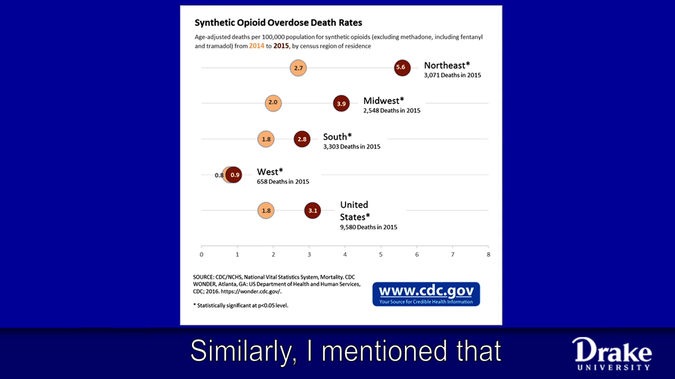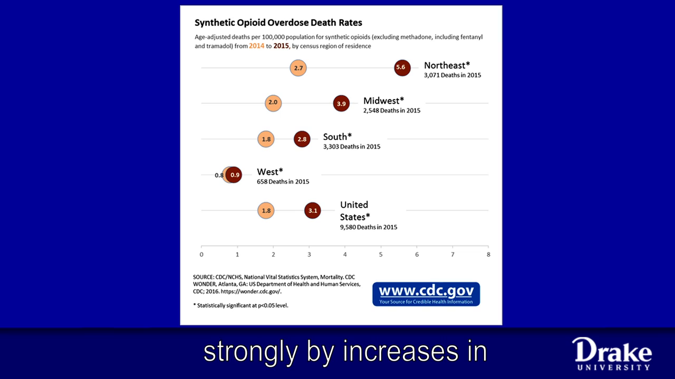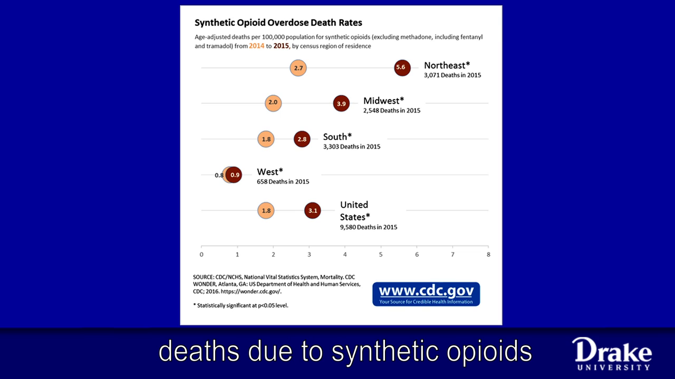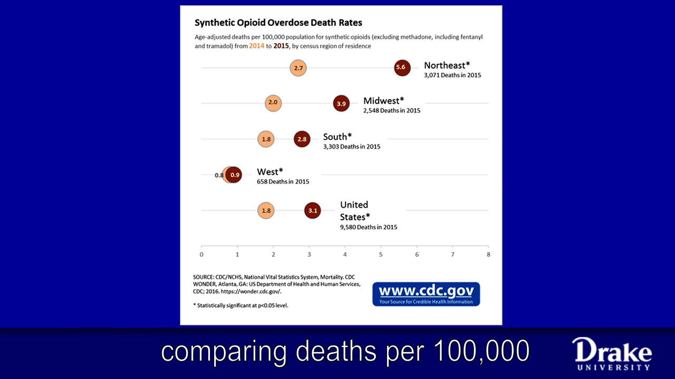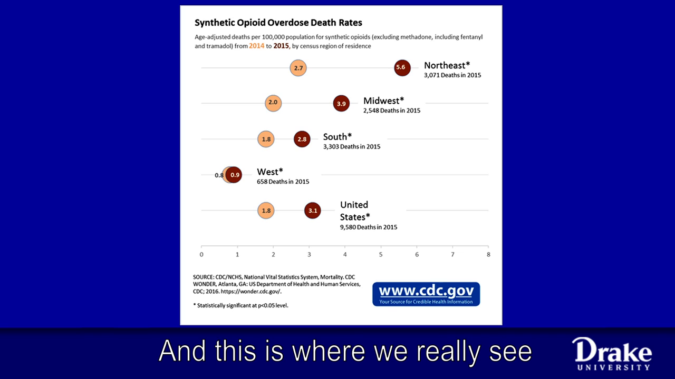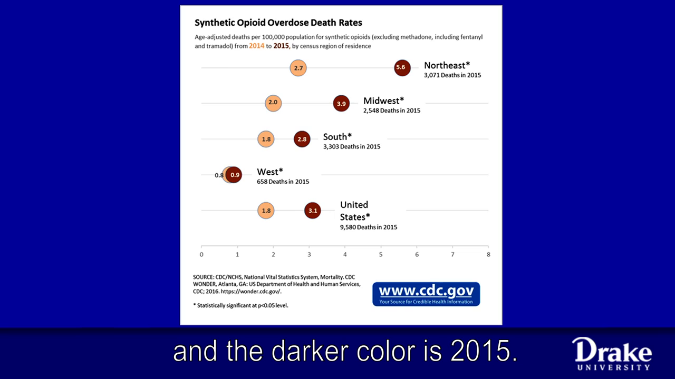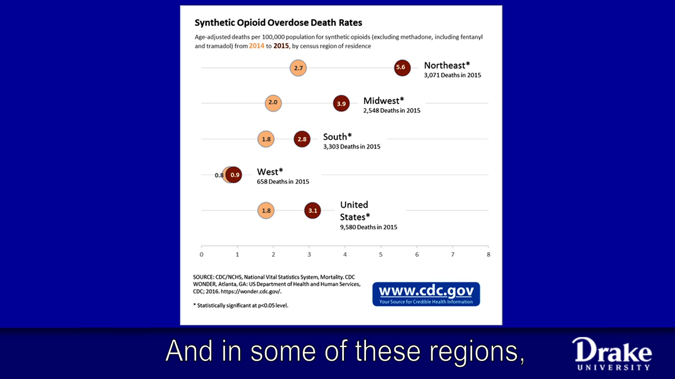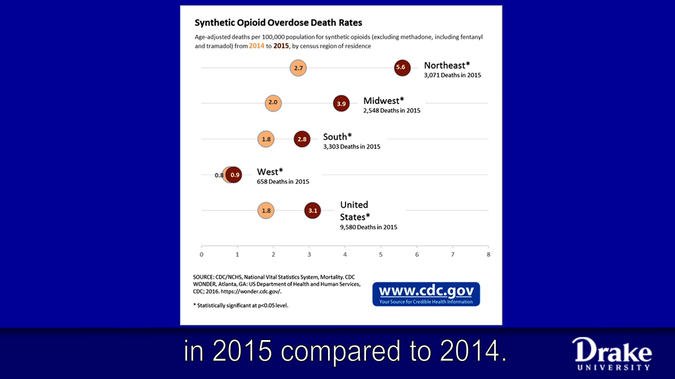Similarly, I mentioned that current trends in the increase in opioid deaths is, in addition to heroin, being driven strongly by increases in deaths due to synthetic opioids such as fentanyl. And these are similar data comparing deaths per 100,000 in 2014 and 2015. And this is where we really see some large increases. The lighter color is 2014, the darker color is 2015. And in some of these regions, such as the Northeast and the Midwest, we have almost a twofold increase in deaths due to synthetic opioids in 2015 compared to 2014.